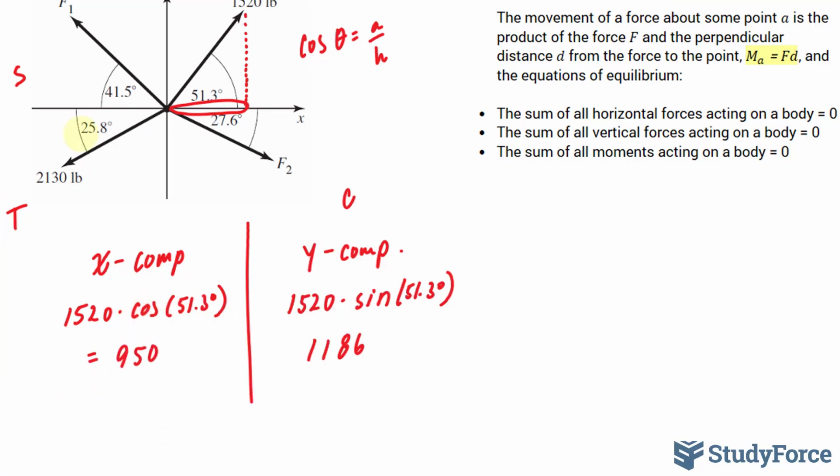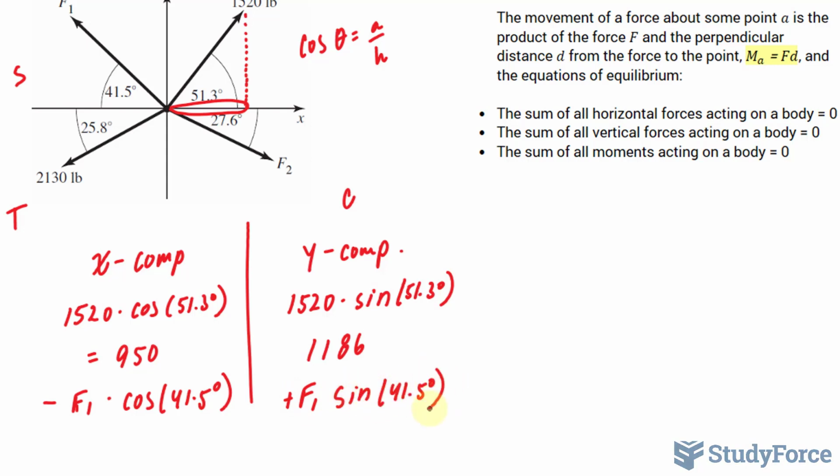Let me show you what I mean. F1 is my hypotenuse, so F1 times cosine of 41.5 degrees. This is going to be negative because it's cosine in the second quadrant. Only sine is positive. Now notice the difference when we find the y component. The y component will be positive F1 sine of 41.5 degrees.